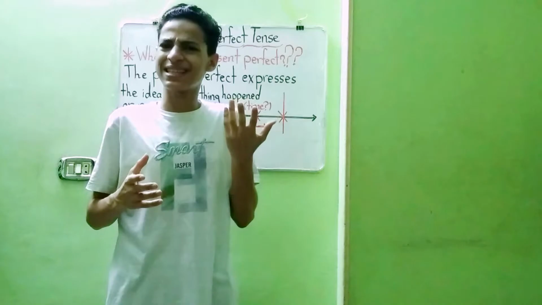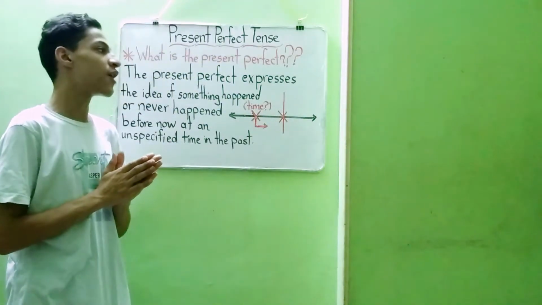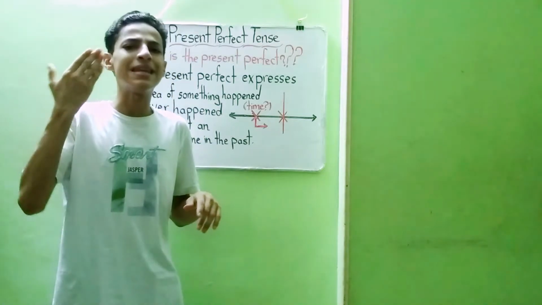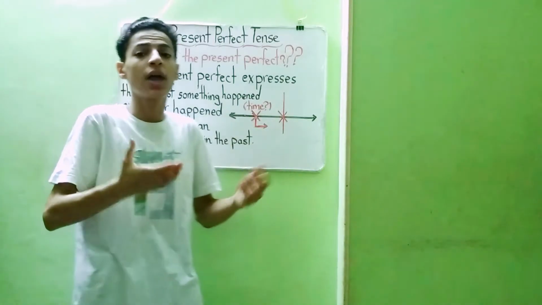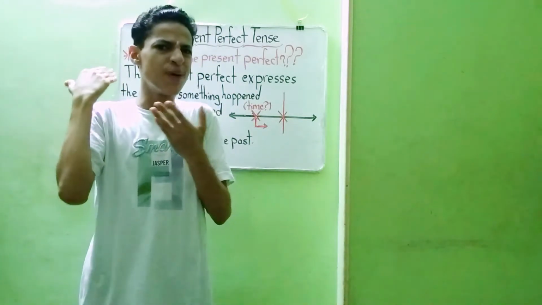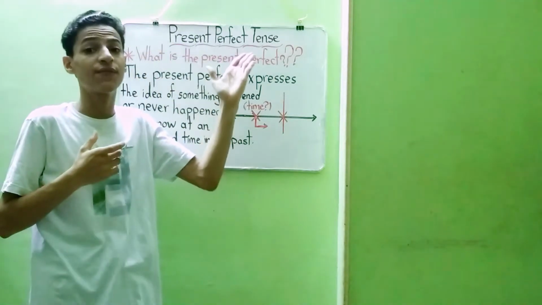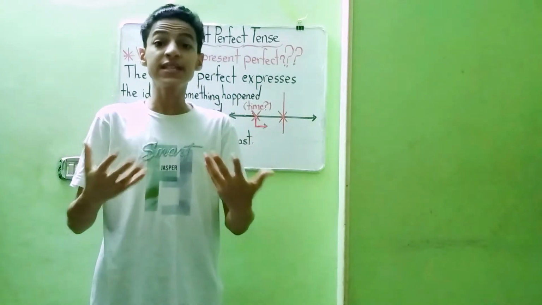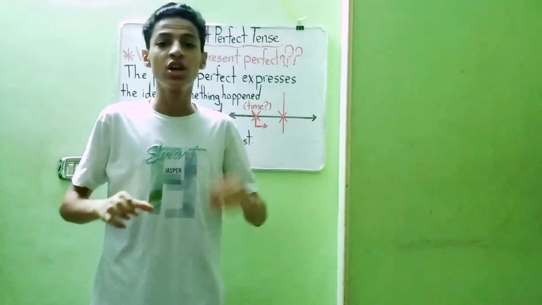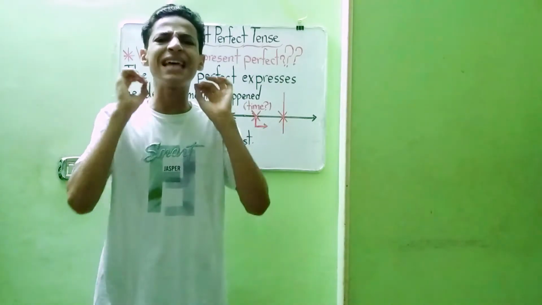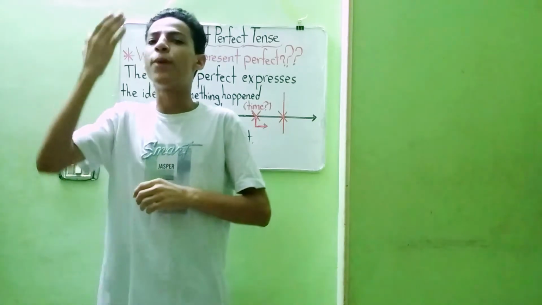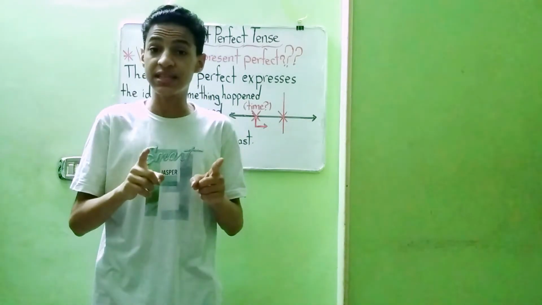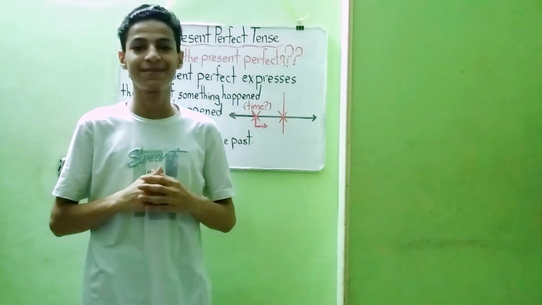So, what is the present perfect? The present perfect expresses the idea of something happened or never happened before now at an unspecified time in the past. In the past, how is it called the present perfect and expresses the past? It's a good question. Okay, the present perfect is grammatically a combination of the present tense and perfect aspect that is used to express a past event that has present consequences. So, because of this, the present perfect is called like that.